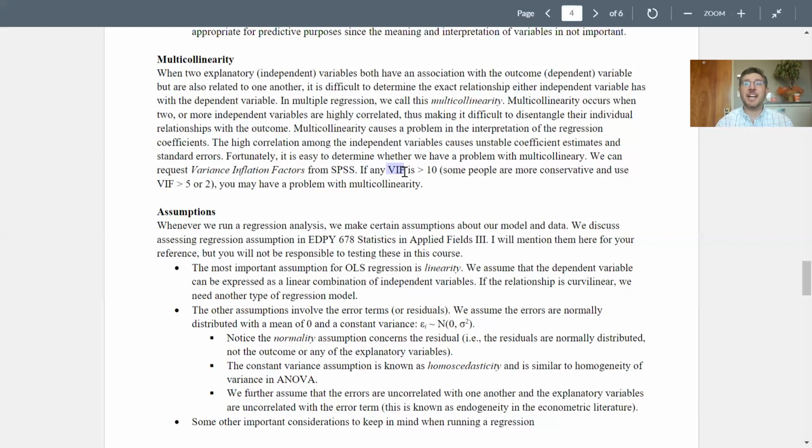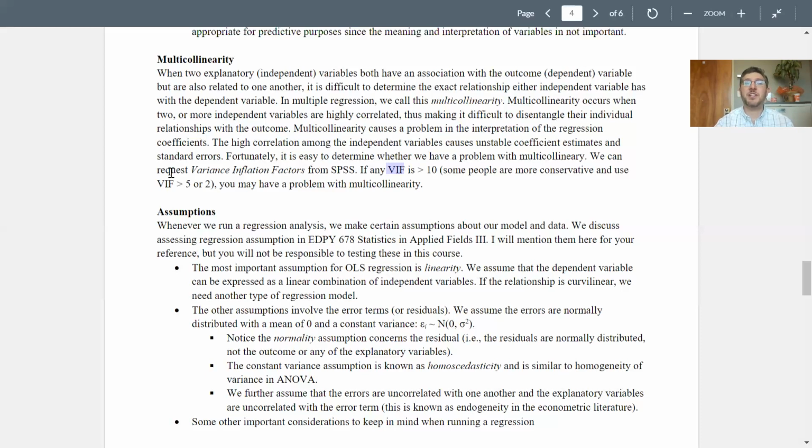So it indicates how much our standard errors would increase compared to a model where the independent variables were completely uncorrelated. Usually the little rules of thumb you'll see: if the variance inflation factors are greater than 10, that indicates there's some severe problems with multicollinearity, and you'll want to stop and assess what's going on there.